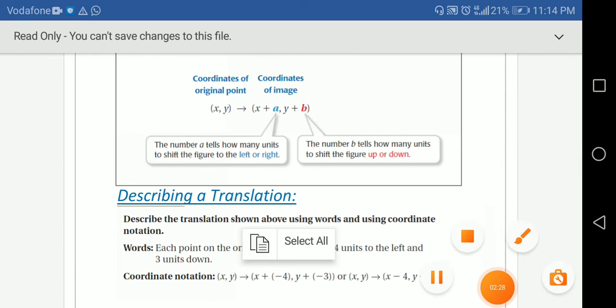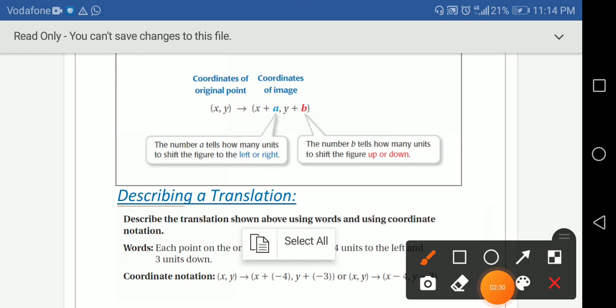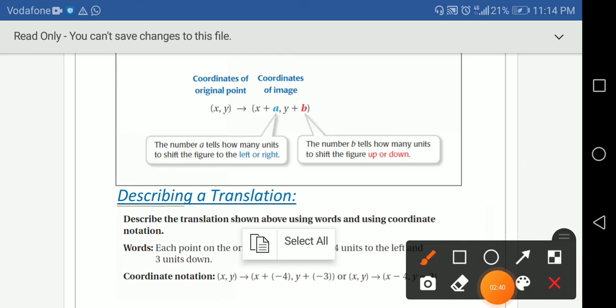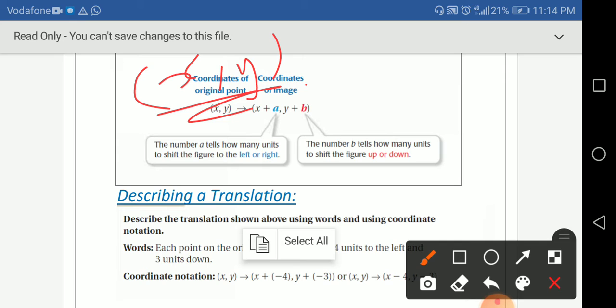Okay, coordinates here means coordinates of the original point. We have two things that we're going to use: coordinates of the original point and coordinates of the image. And the coordinates of the image, this is the rule that will be given to me. So the coordinates of the original are x and y. All of us know x and y. What about the coordinates of the image?